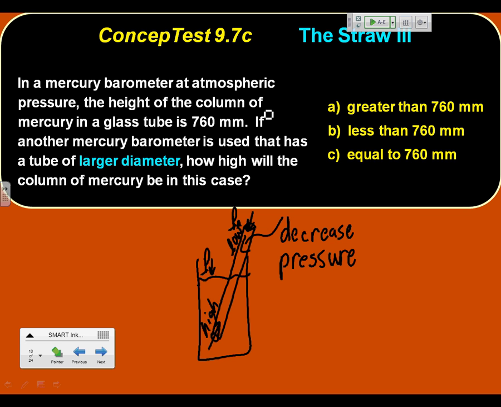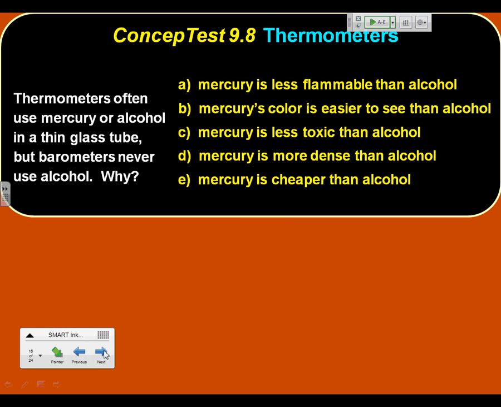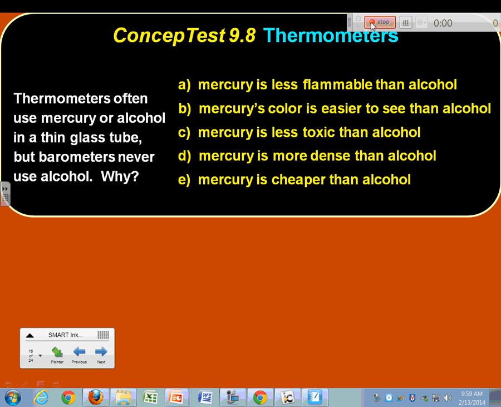Okay, let's try the next question. They discuss this in your book some, but not a whole lot. Thermometers often use mercury or alcohol. The reason they use alcohol is just because mercury is toxic, right? If you ingest it, it's dangerous. So they use alcohol often in thermometers, but barometers never use alcohol. Why would a barometer never use alcohol? Which of these reasons?